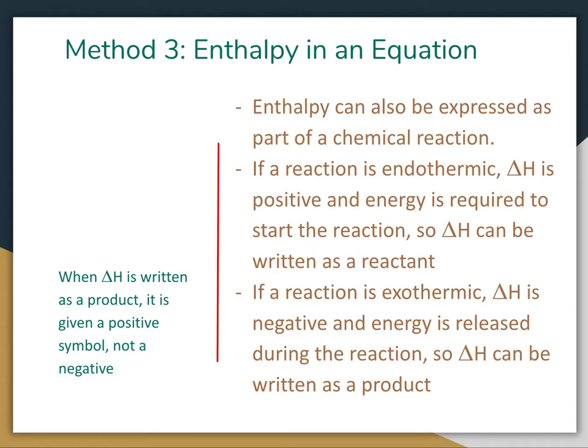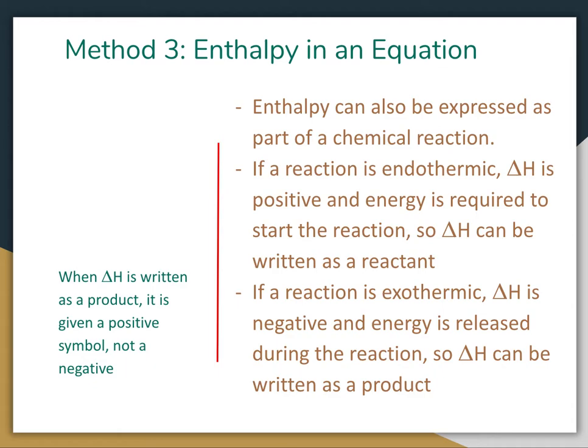Our third empirical method is enthalpy as an equation. In enthalpy as an equation, we're taking delta H and we are actually putting it into the reaction as a term, as if it were a product or a reactant. If the reaction is endothermic, it's absorbing energy, we treat enthalpy as a reactant. Delta H will be positive in these cases, so we put the enthalpy on the left-hand side because it's going in. It is a reactant as part of the reaction.